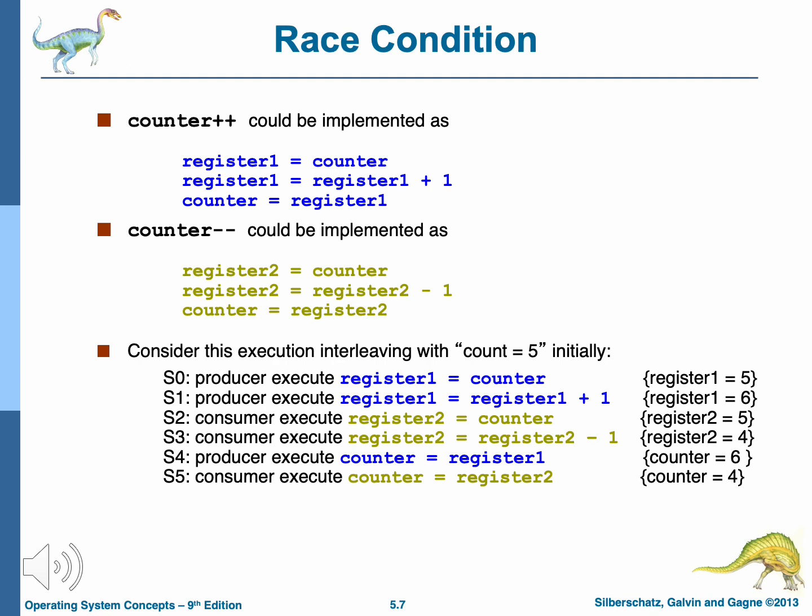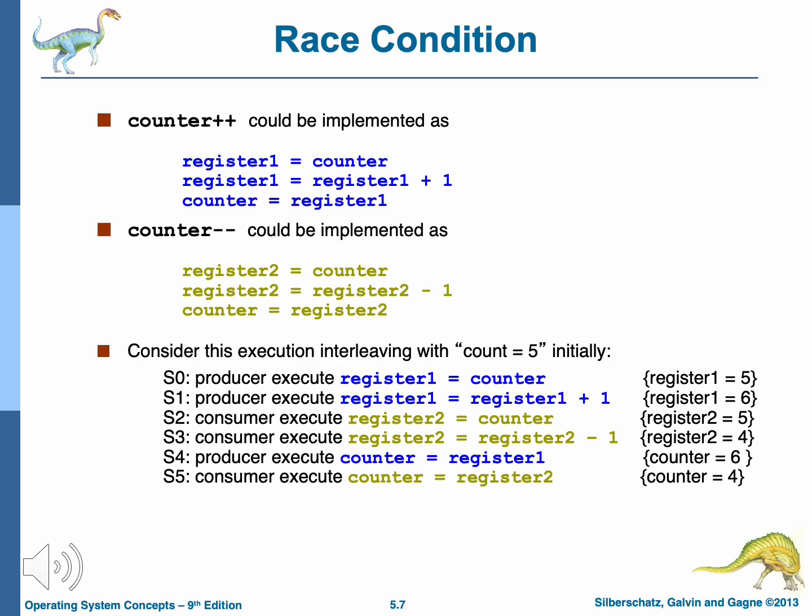Even though register 1 and register 2 may be the same physical register, an accumulator say, remember that the contents of this register may be saved and restored by the interrupt handler. The concurrent execution of counter++ and counter-- is equivalent to a sequential execution in which the lower-level statements presented previously are interleaved in some arbitrary order, but the order within each high-level statement is preserved. One such interleaving is given here.